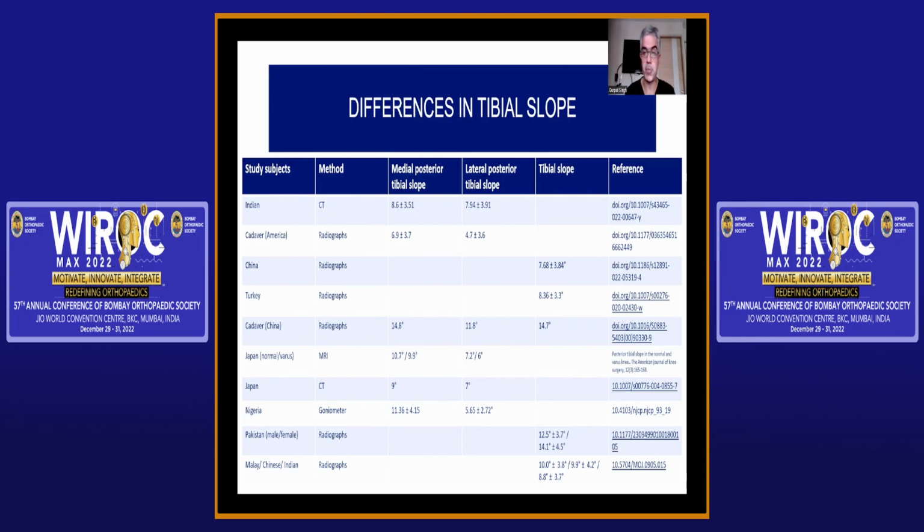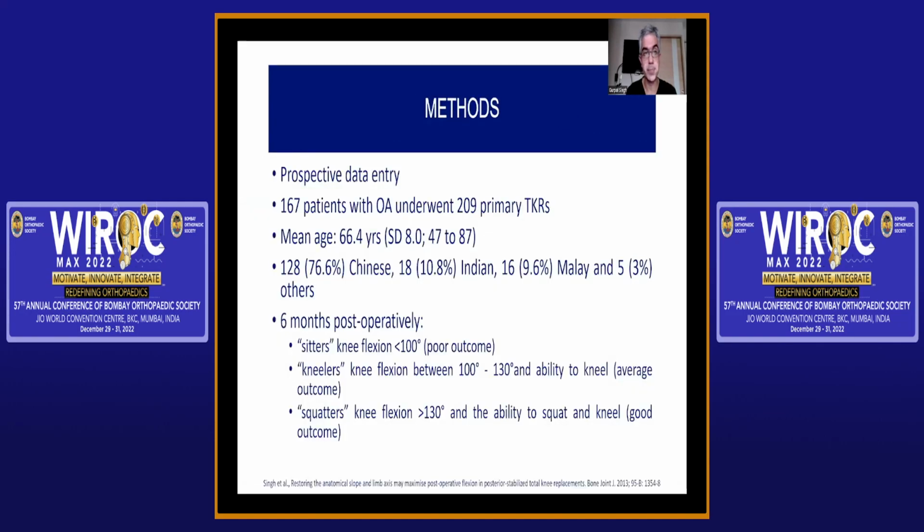One of the issues is, again, when we are doing knees in Asia, we have different thresholds. We often need much higher flexion, and management of the slope optimally takes on a much greater importance. So we had 167 knees with osteoarthritis with 209 primary knee replacements. Mean age was 66.4 years. And this is the demographic distribution, typically mirroring the Singapore population.